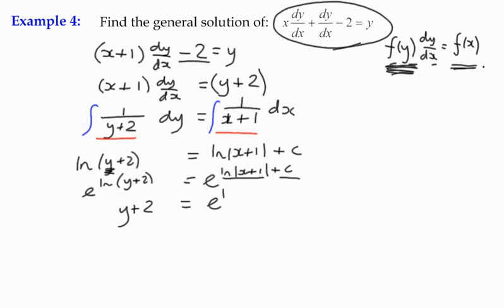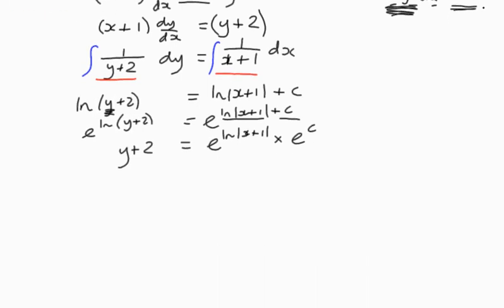Because we've got a sum of powers here, I'm actually going to use the rules of indices to split that up into e to the log x plus 1 multiplied by e to the power c. Okay, and because of that, e to the power log x plus 1, again they cancel out, and we've got x plus 1 multiplied by e to the c. Now, e to the c is a constant term. E is a particular fixed value, 2.71 and so on, and c is a constant. So that expression will always be a constant term.